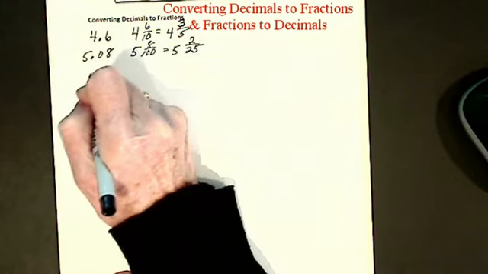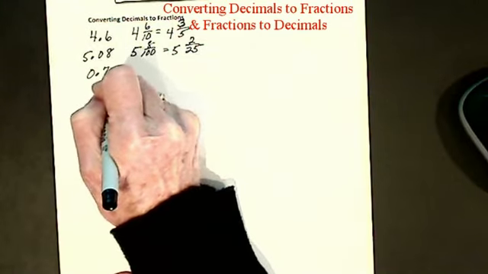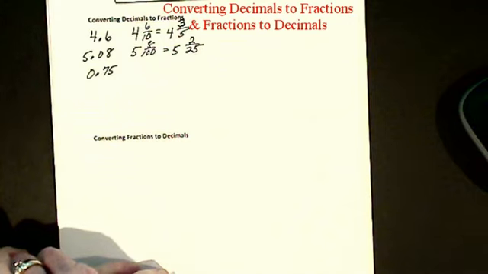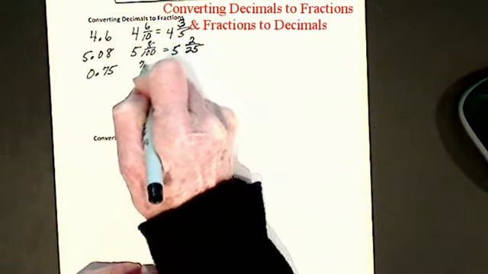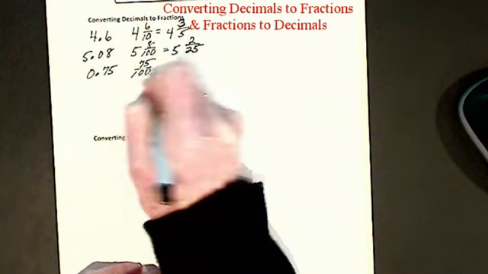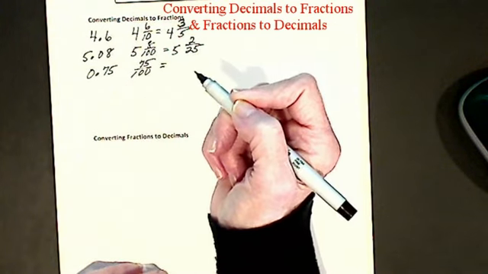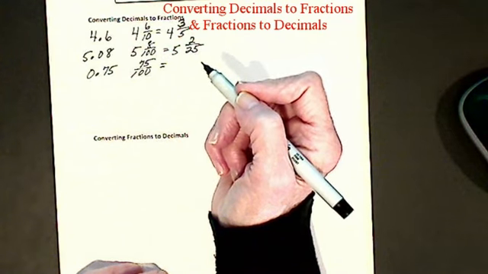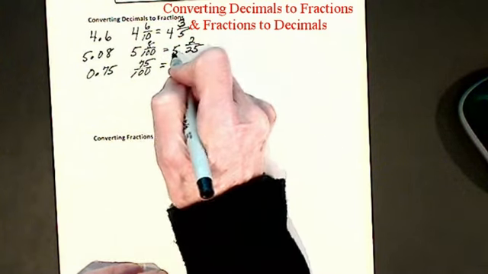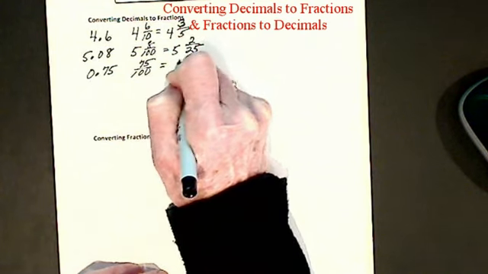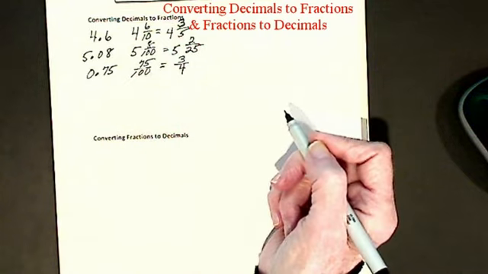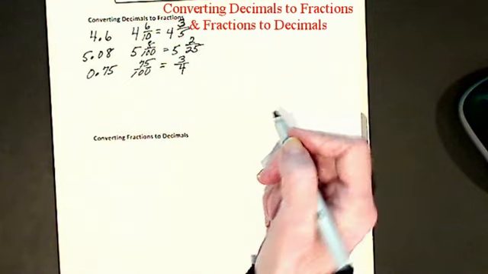We'll do another one. Let's say I have 0.75. I have 75 what? You have to think. Tenths, hundredths, or thousandths. I have 75 hundredths. I simplify. I could start with 5, but I see that 25 goes into both the numerator and denominator. So 25 into 75 is 3. 25 into 100 is 4. My answer is 3/4.